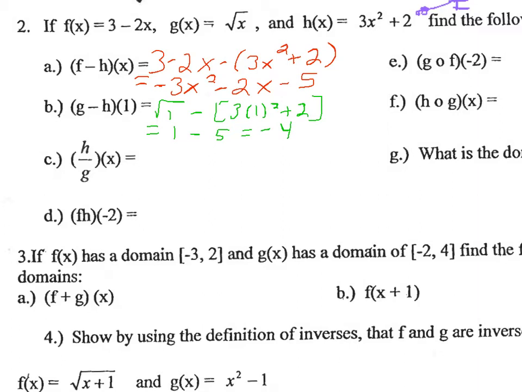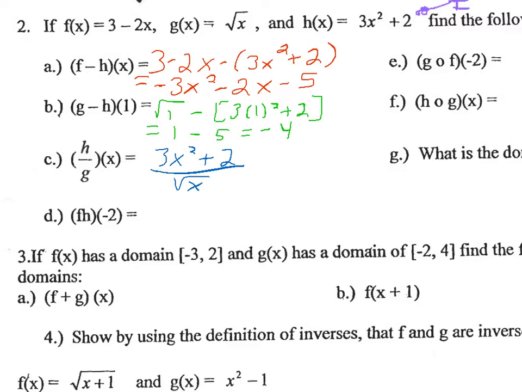For C, we have h of x divided by g of x, so that would just be 3x squared plus 2 over the square root of x. And you do not need to rationalize this function. You can just leave it as is. There's no other way to simplify it.